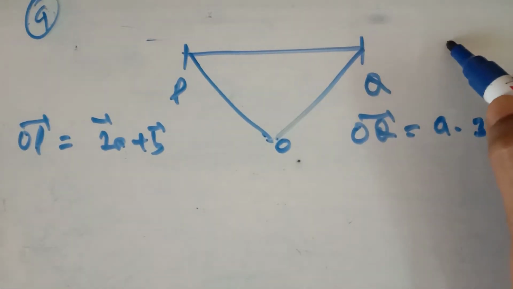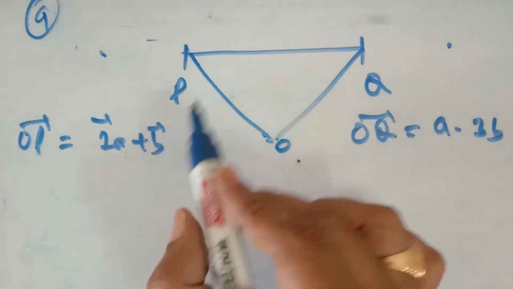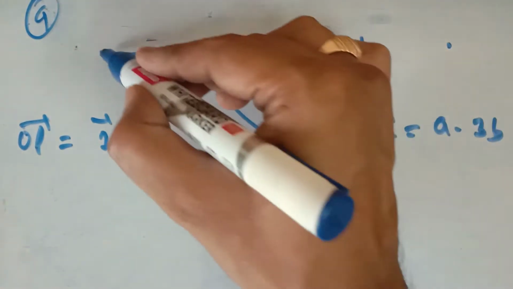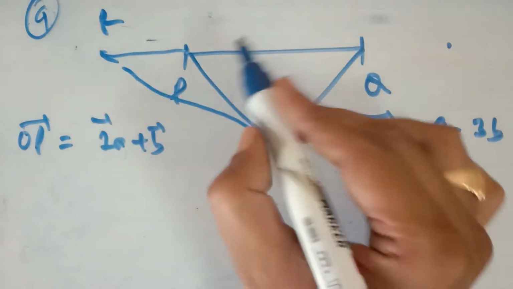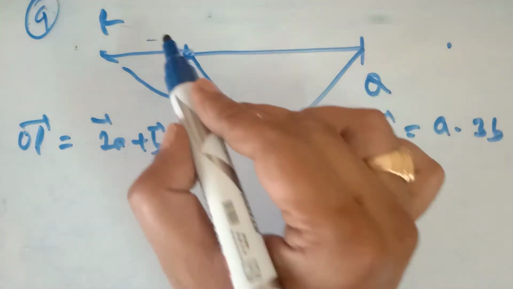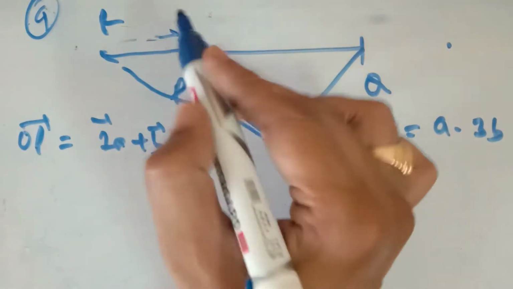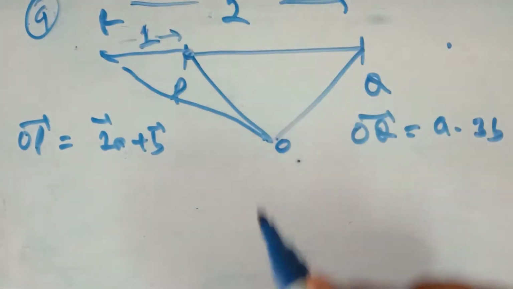And it is given that it is dividing externally in the ratio 1 is to 2. Let us say this is the point R, and you have to find the position vector of this point R which is dividing this PQ in the ratio 1 is to 2. So the ratio of this is 1 and the ratio of this is 2, externally.